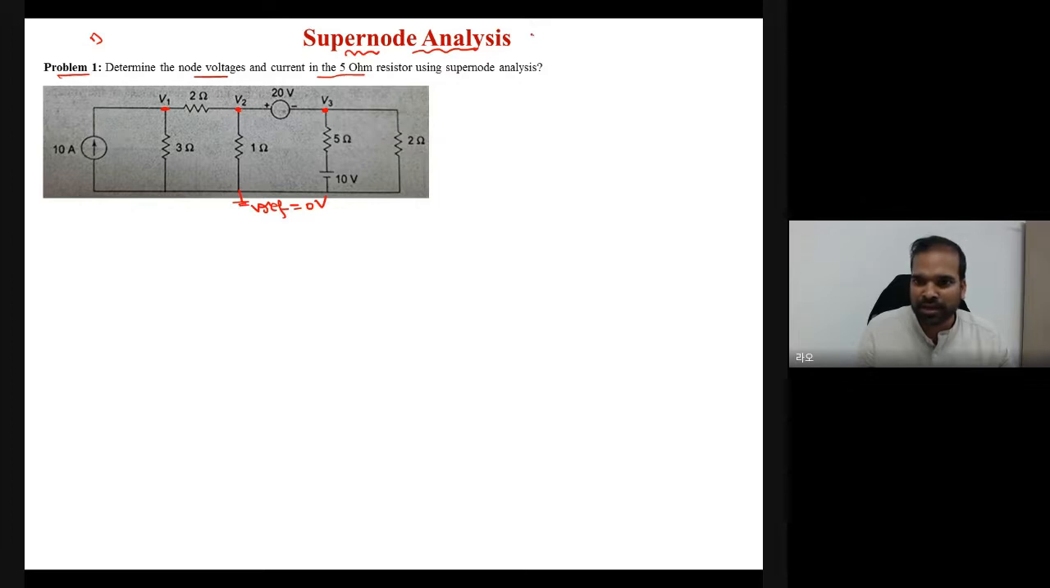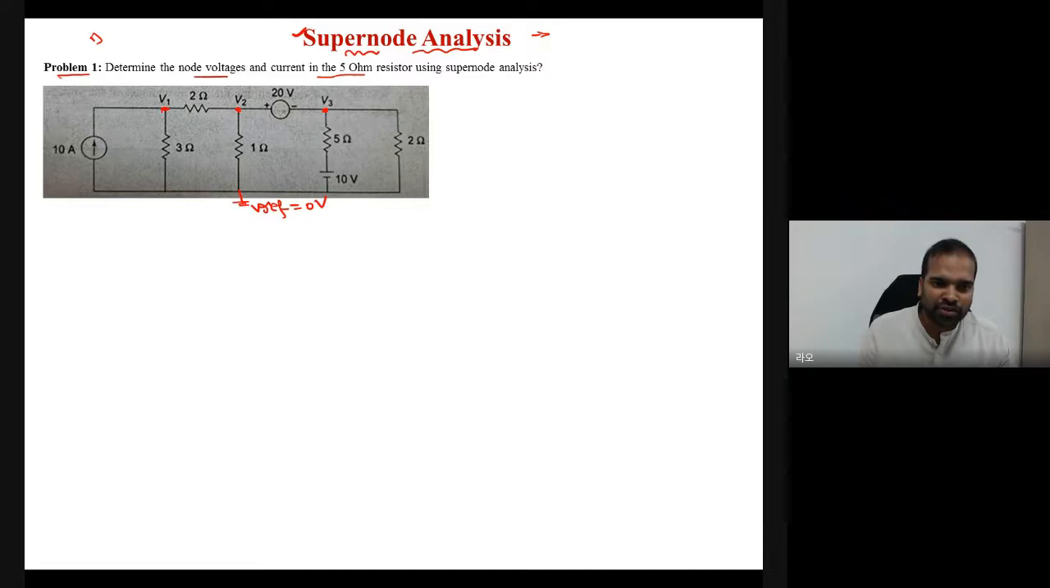What is our key point? If any voltage source is connected between a node and the reference node, then you can apply node analysis. If any given voltage source is connected between two nodes, then you can apply supernode analysis. See here, this is our given voltage source. This voltage source is connected between two node voltages V2 and V3. Therefore, supernode is more appropriate to find node voltages for this given circuit.